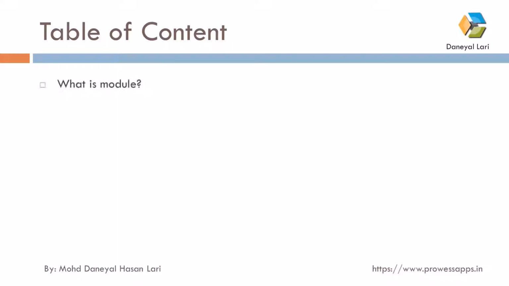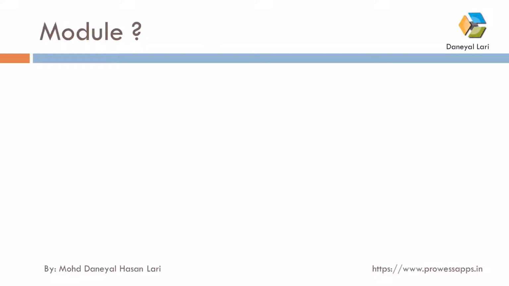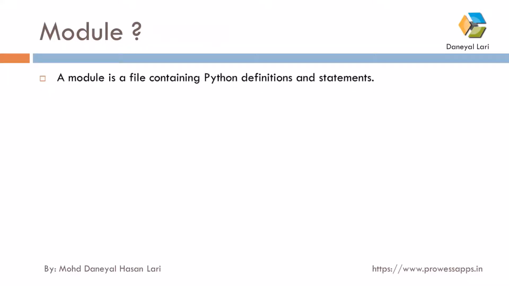First of all, we will learn what a module is, how to use modules in an application, and why, and what the benefits of using modules in an application are. So first, let's understand what a module is. A module is a file containing Python definitions and statements. So if you create any file that has Python definitions and statements, you can call that a module. Whatever you have previously written to solve any problem using the Python language can be called a module.